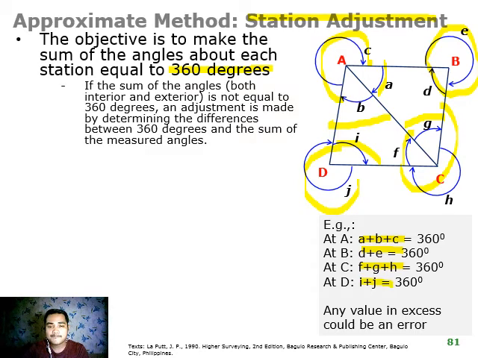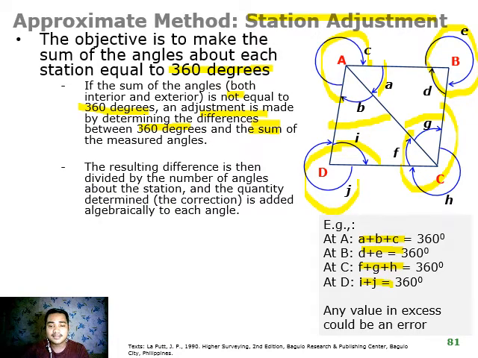If the sum of the angles, both interior and exterior, is not equal to 360, an adjustment is made by determining the difference between 360 and the sum of the measured angles. What remains is what we use to adjust. Then the resulting difference is divided by the number of angles about the station. So if, for example, A, B, or C does not equal 360.